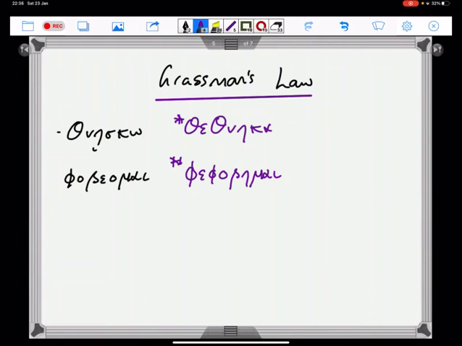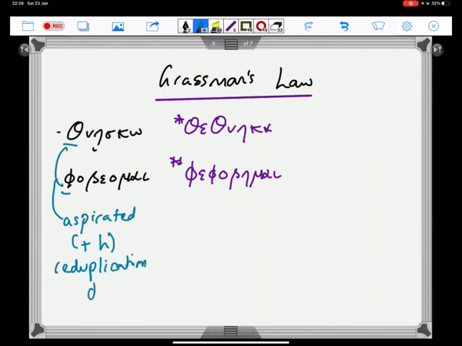It doesn't really work. So this guy Grassmann worked out that when this happens, when you've got an aspirated sound, so both of these are aspirated, they have an H in them, the reduplication de-aspirates. So what you get instead is tethneka and pe for bearmai.